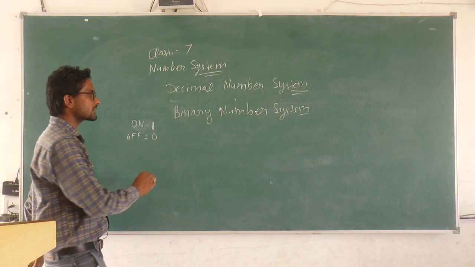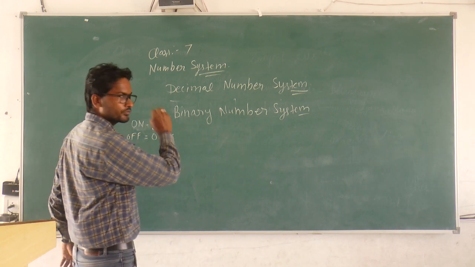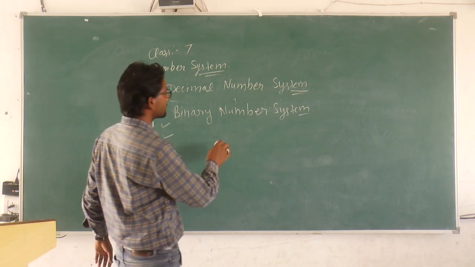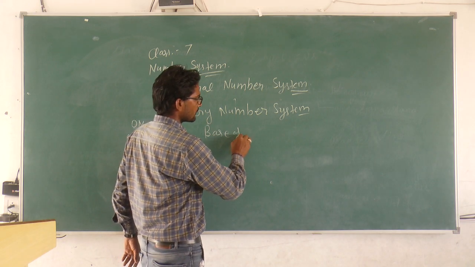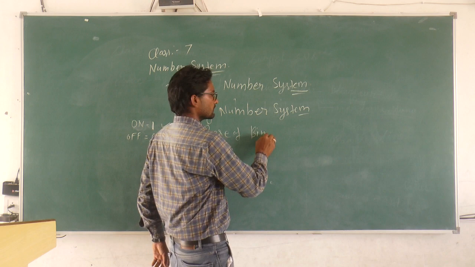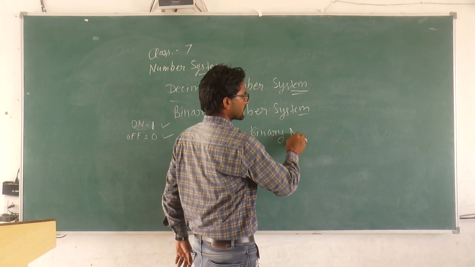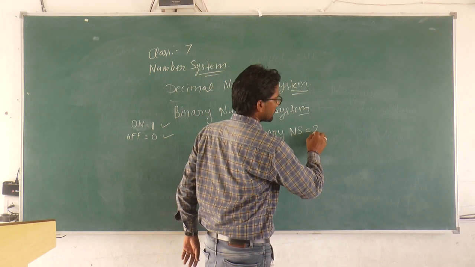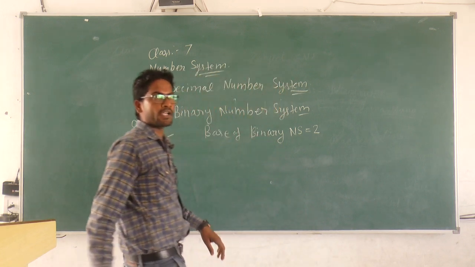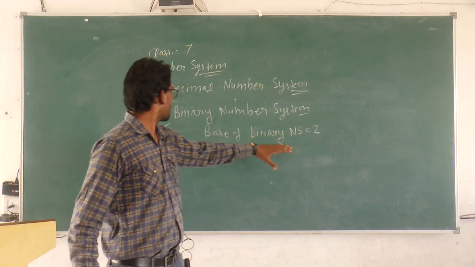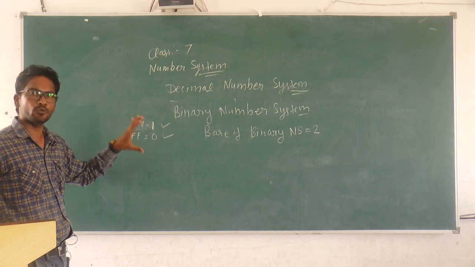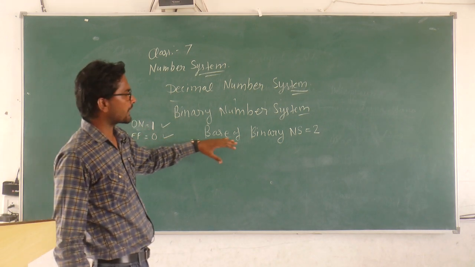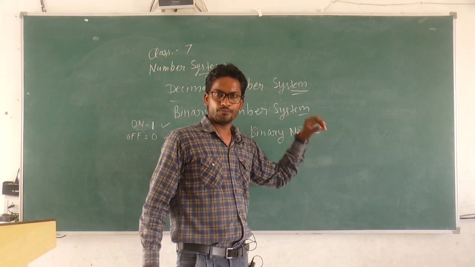Means how many digits are there? 2, 0 and 1. Then what is the base of this binary number system? The base of binary number system is 2. Why is the base of binary number system 2? Because the total number of digits in the binary number system is 2. That's why the base of binary number system is 2.